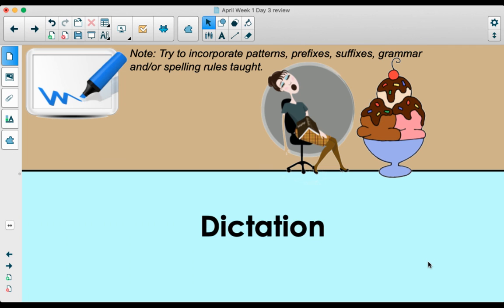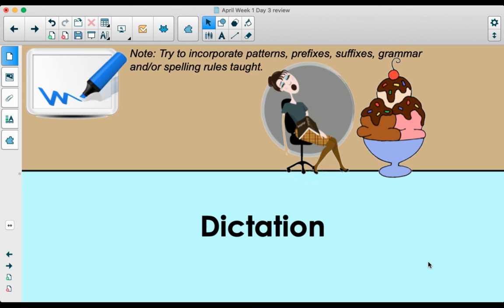Now let's get ready for dictation. All right, I'm going to say this sentence a couple of times. Are you ready? Okay. It is impossible to wake up your teachers after they eat a big dessert. I'm going to read it a couple more times. Look at your poor teacher sleeping after eating all that ice cream. The sentence is, it is impossible to wake up your teachers after they eat a big dessert.